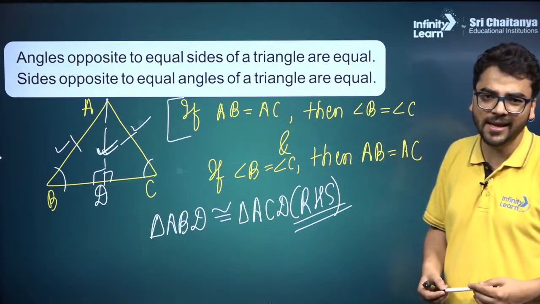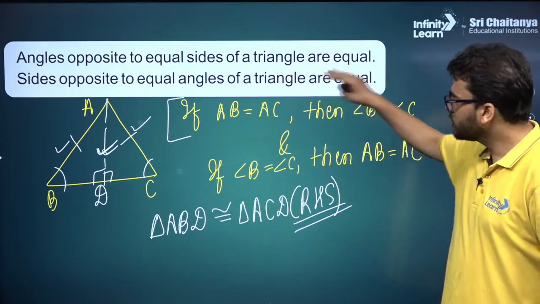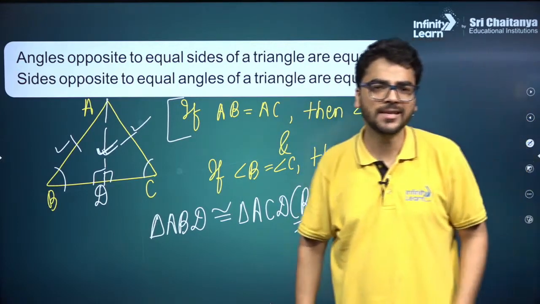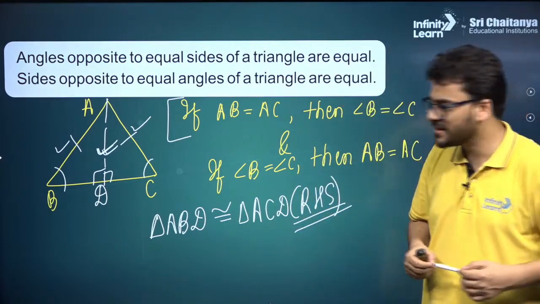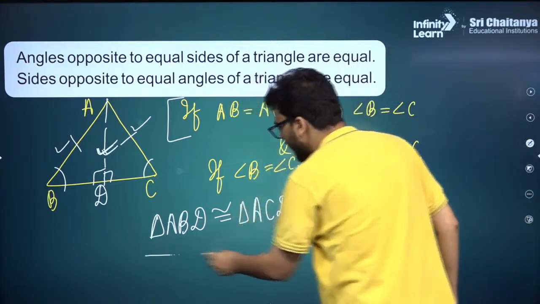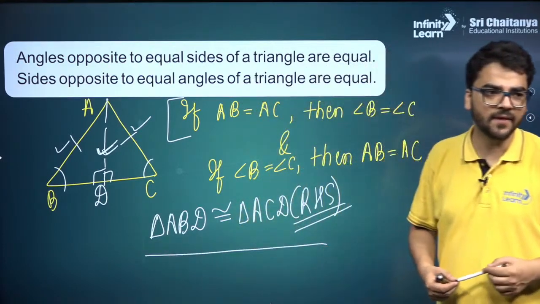Any doubt in that, guys? So angles opposite to equal sides of a triangle are equal and sides opposite to equal angles of a triangle are equal. Is this clear to every student in this session? And that's how you can prove it as well.